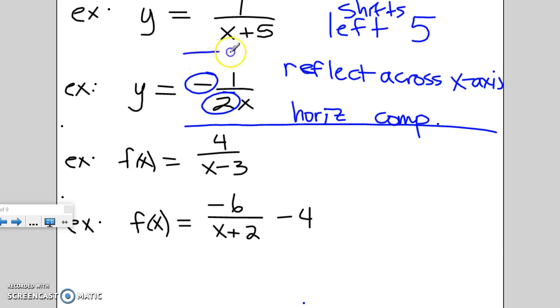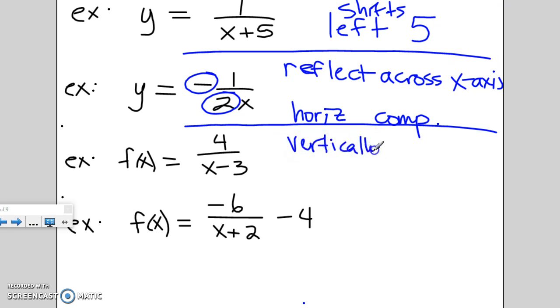For our third example, the 4 over x minus 3, the 4 is in the numerator. Anything in the numerator or out to the side, left or right, is on the outside. So the 4 is a vertical change, and because it's greater than 1, it's a vertical stretch. And the minus 3 is inside the denominator, so that's a shift to the right since we're subtracting, so it shifts right 3.